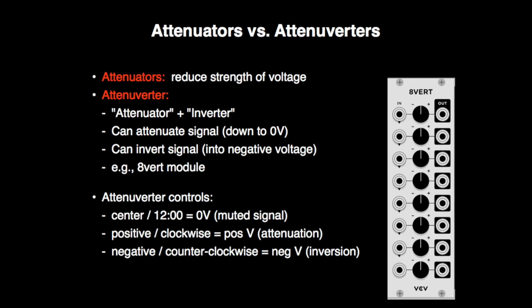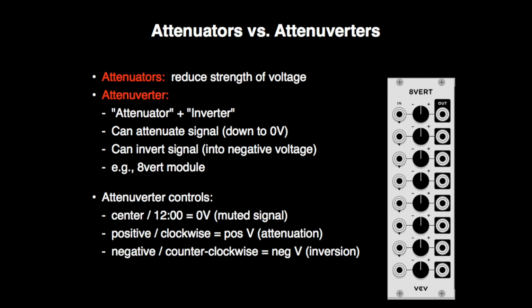Let's now talk about the difference between attenuators and attenuverters. An attenuator, we've been talking about, is just something that's going to reduce the strength of a voltage. An attenuverter, however, does this, but a little bit more. Attenuverter is a portmanteau of the words attenuator and inverter. So it attenuates and it inverts. We just kind of push those two words together.